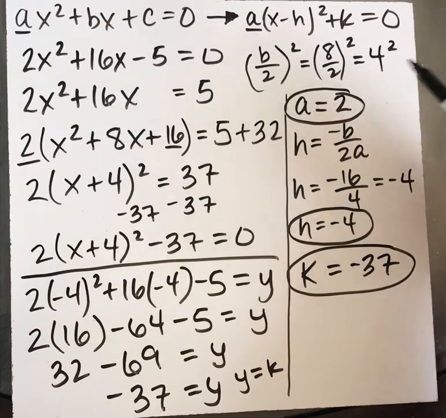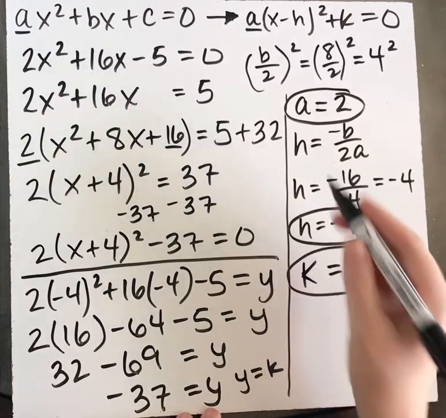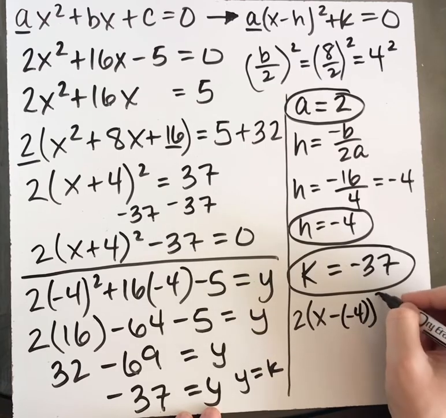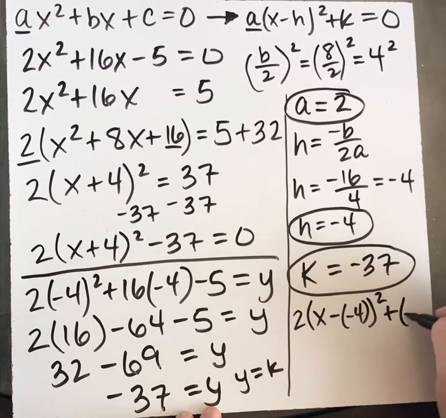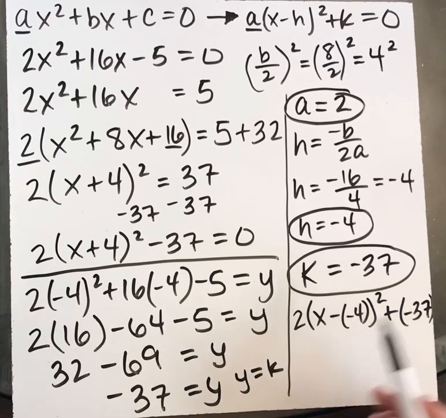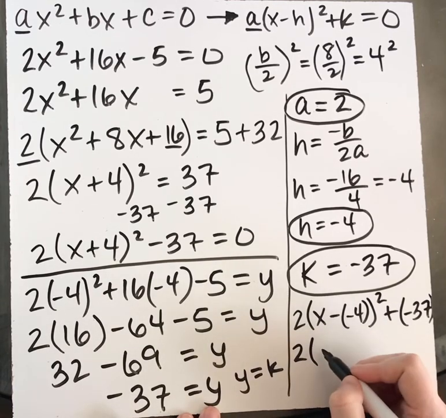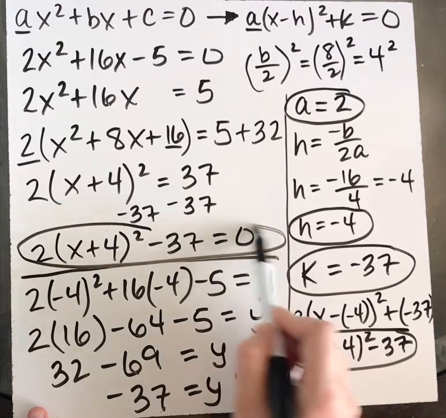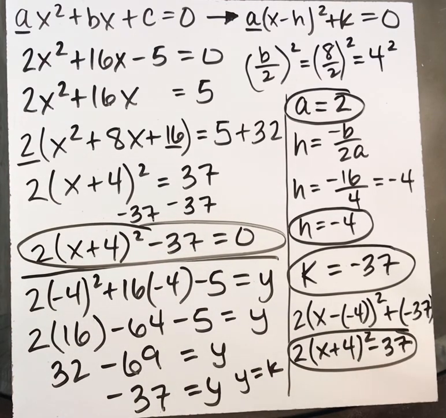So we now have the three pieces we need to write our vertex form. Let's see if they match. So we've got our a is 2, x minus negative 4 squared plus our negative 37. Okay, so let's simplify this down. We know when we subtract a negative, it's the same thing as adding. So we really have 2 times x plus 4 squared, and when we add a negative, it's the same thing as subtracting. So both ways will work to go from standard form to vertex. Good luck, guys.